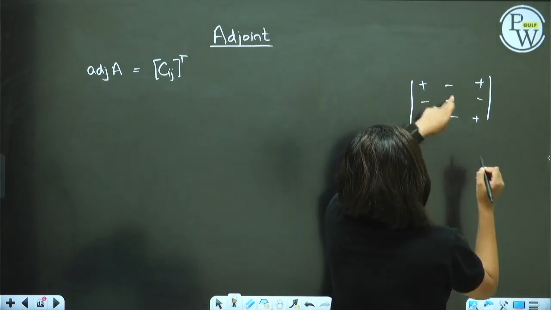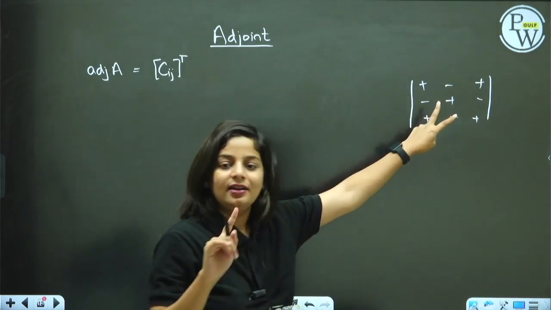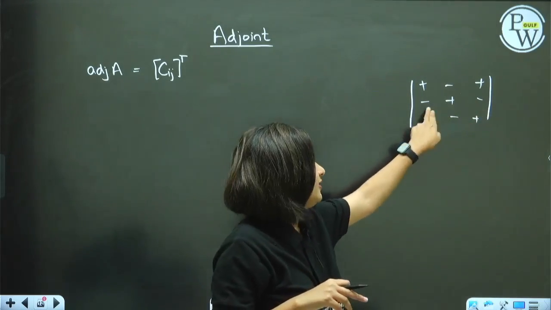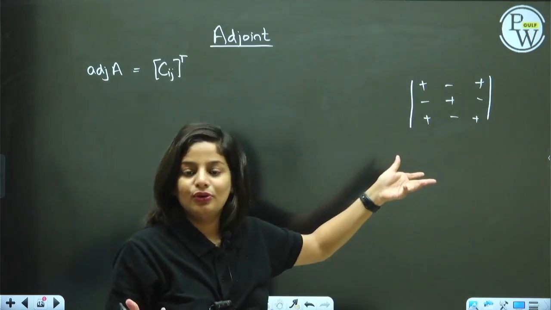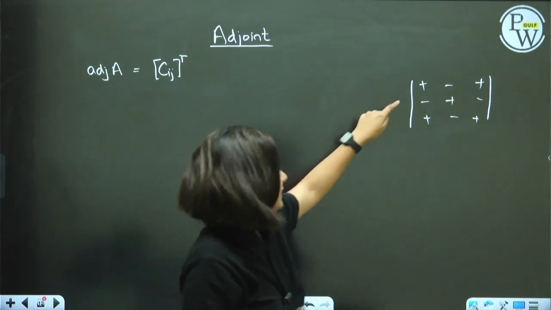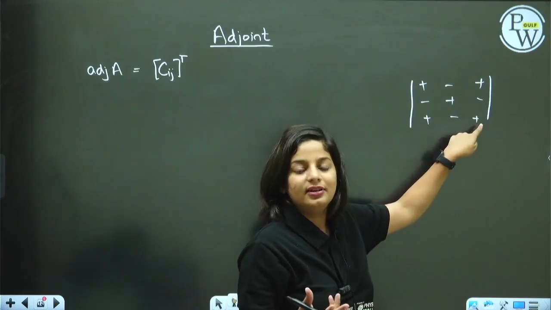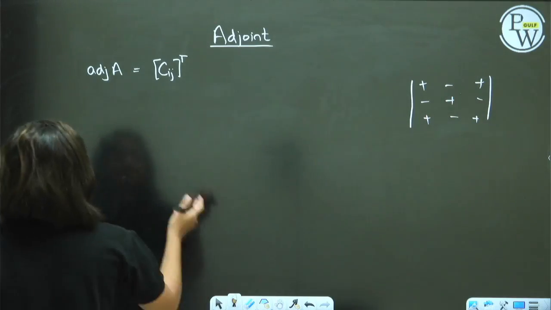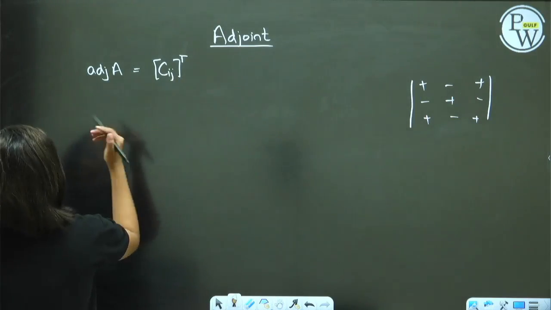Wherever there is a plus sign, you find the minor and write it as it is. Wherever there is a minus sign, you change the sign of the minor. Plus denotes same as Mij, and minus means change the sign of Mij to get Cij.